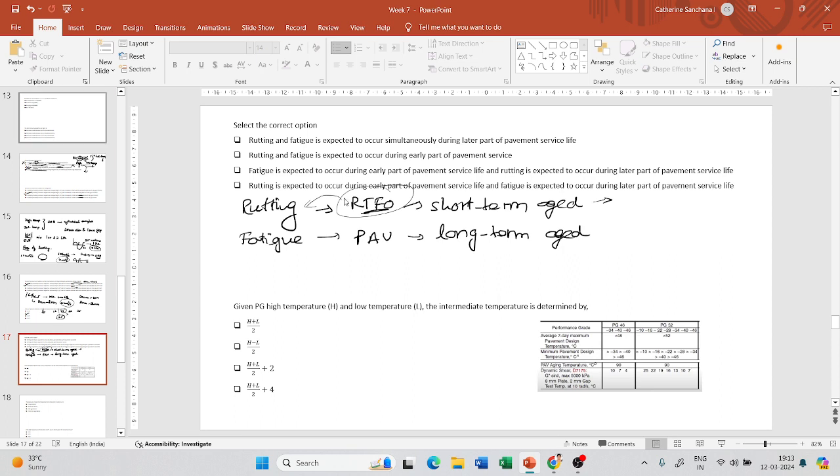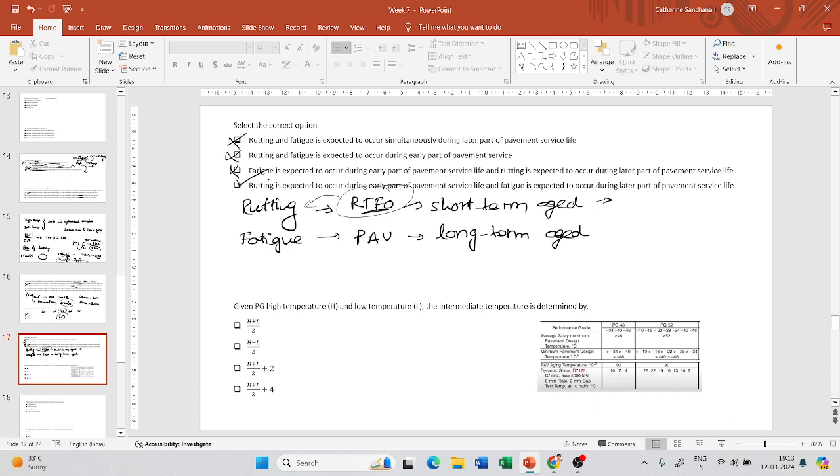And so fatigue is expected in the later part of the pavement service life. So obviously these two are not the options. Fatigue is expected to occur during earlier part of pavement service life, and rutting is expected to occur during later part of pavement service life. No. Rutting is expected to occur during early part of pavement service life, and fatigue is expected to occur during later part of pavement service life. So this is correct.